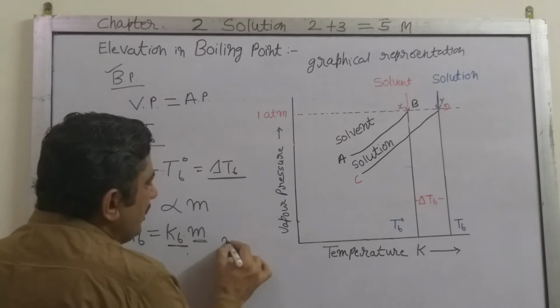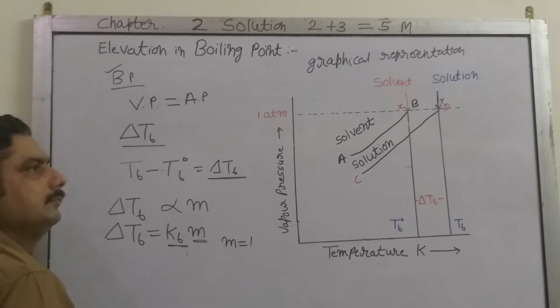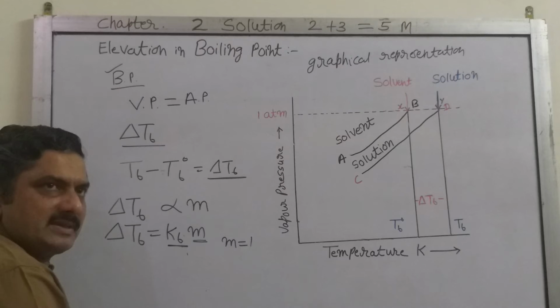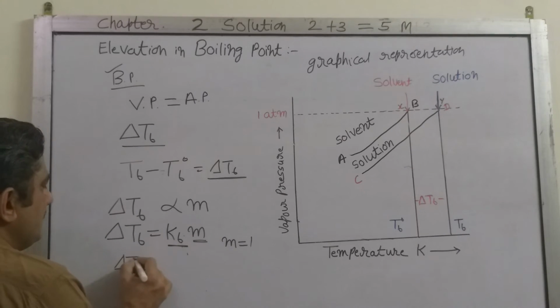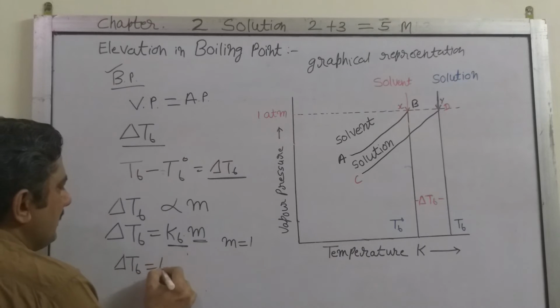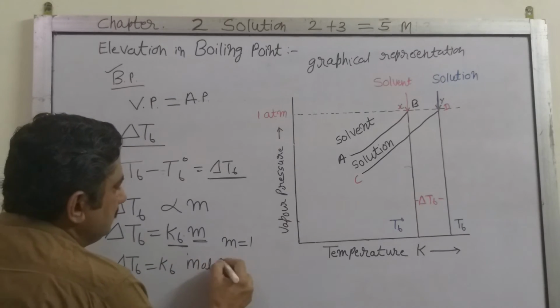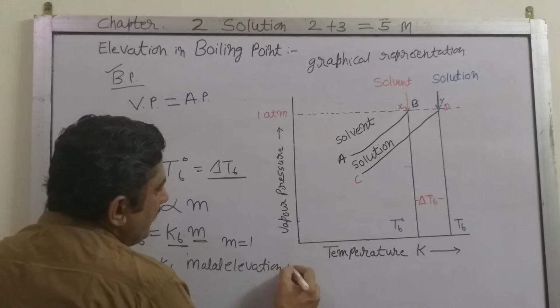Suppose the value of m is equal to 1, means 1 gram mole of solute is present in 1 liter, then delta TB is equal to Kb. It is called molar elevation in boiling point.